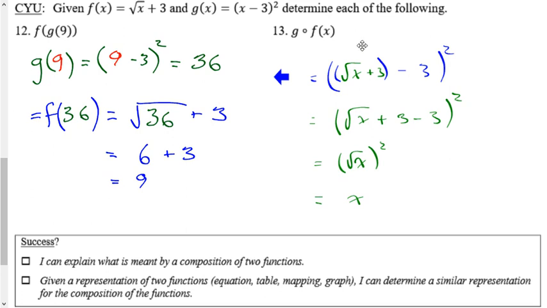And again, we see here that I can get rid of those brackets. The 3's cancel out. I square something square rooted, and I get x as my output. So again, I can see the composition in this order. The g of x function undid what the f of x function initially did.